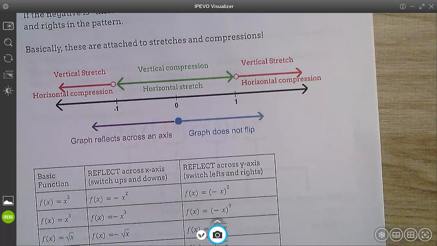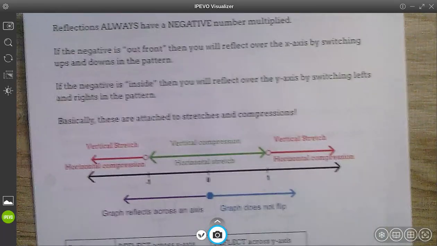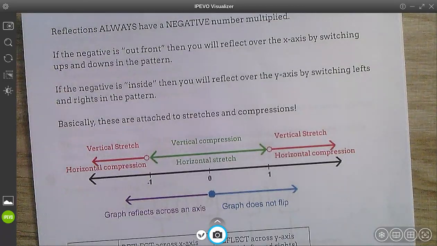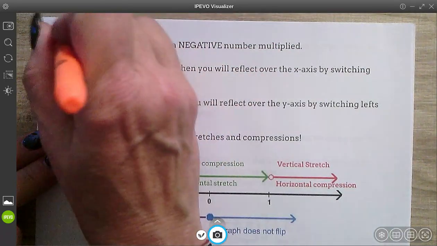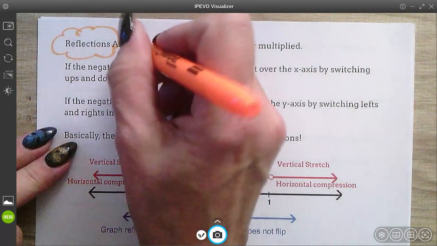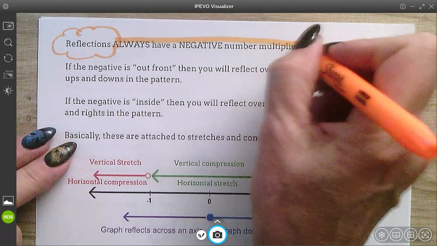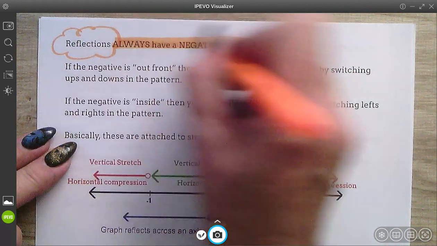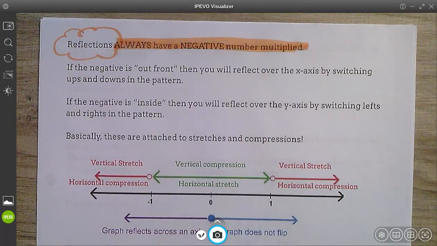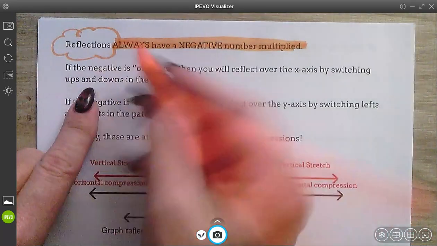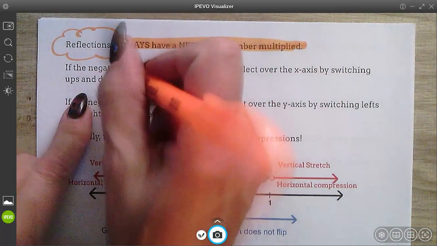But what happens if that number is negative? Well, that makes it a reflection. Reflections are always going to have a negative multiplied. So for reflections, we are looking for a negative that is multiplied. It could be just a negative, like a -1, or it could be like a -2 or a -3/4, any of those.